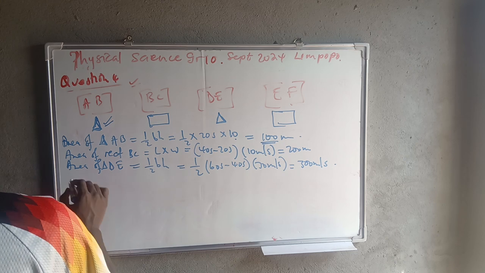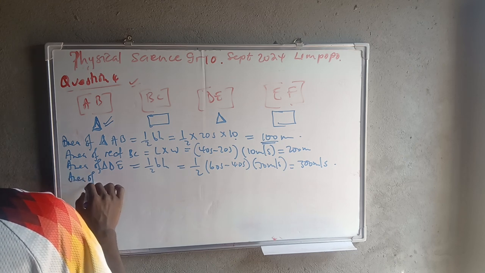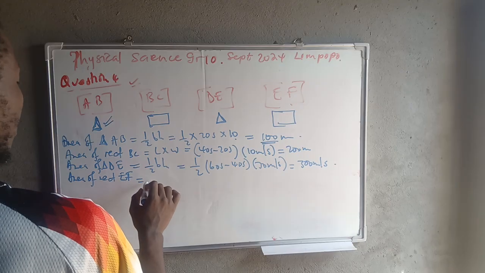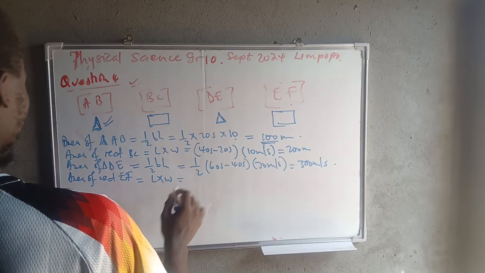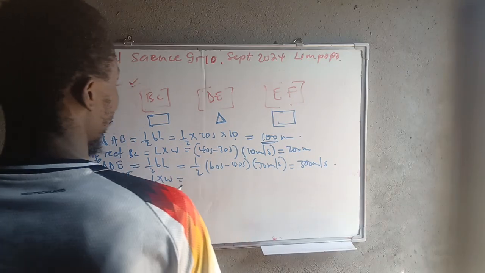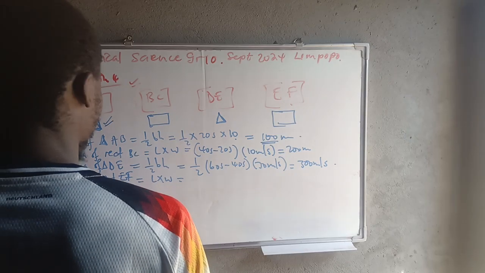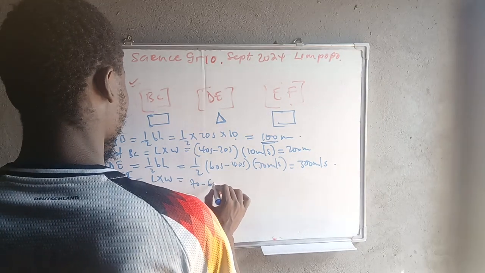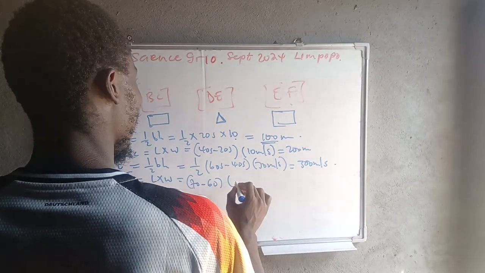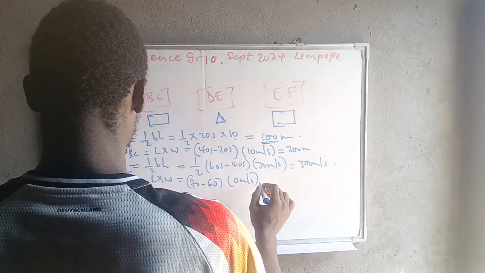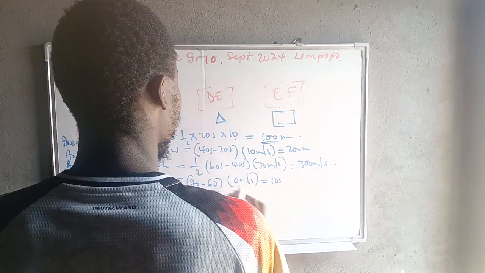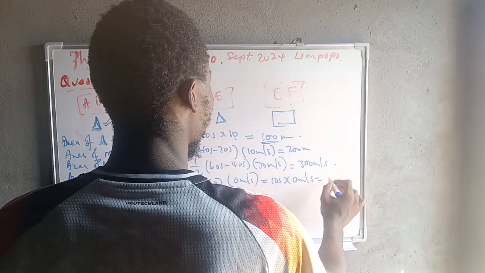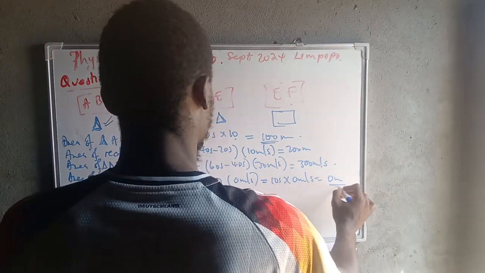Then area of rectangle EF, just length times width, or breadth. So we're going to say now 70 minus 60, which gives us 10 seconds, times 0 meters per second, which will give us 0 meters.